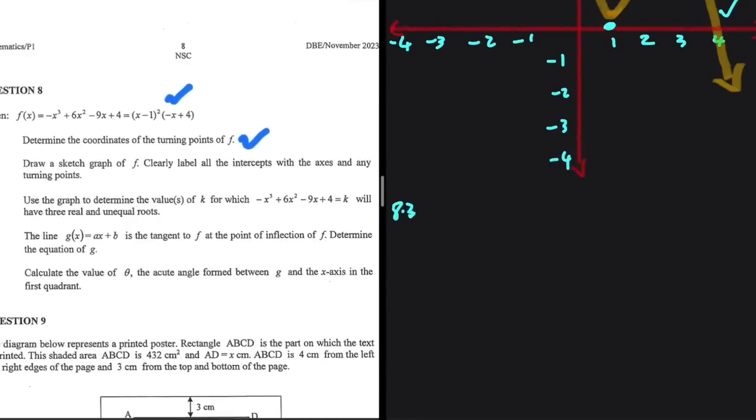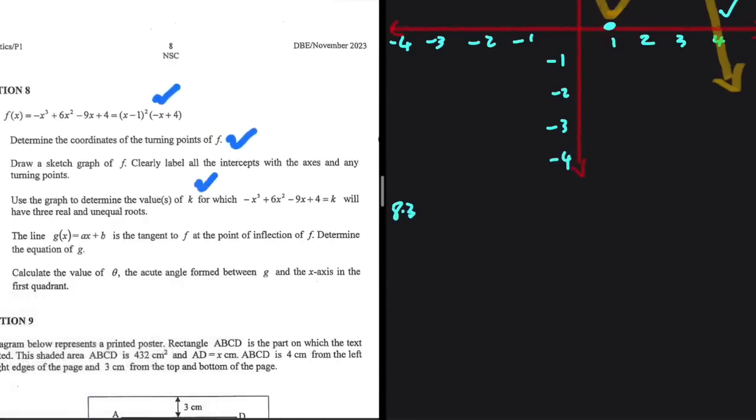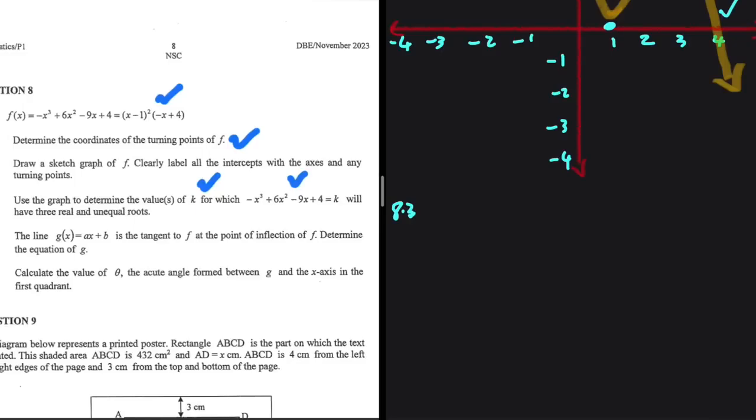8.3. Use the graph to determine the values of k for which minus x to the power 3 plus 6x squared minus 9x plus 4 is equal to k will have 3 real and unequal roots. A very basic equation. So we have f of x is equal to k, so f of x minus k is equal to 0. So we want to shift f of x such that we're going to have 3 real and unequal roots.